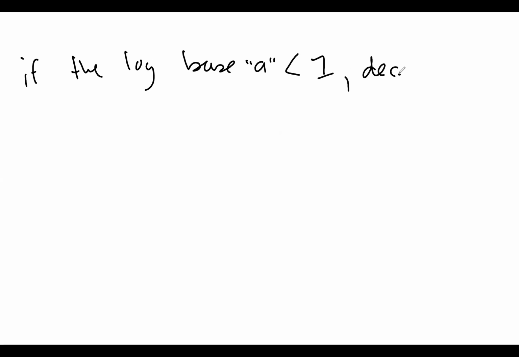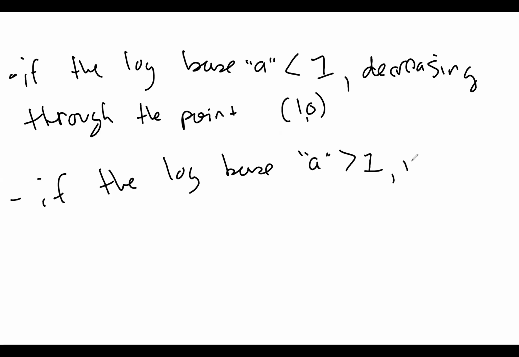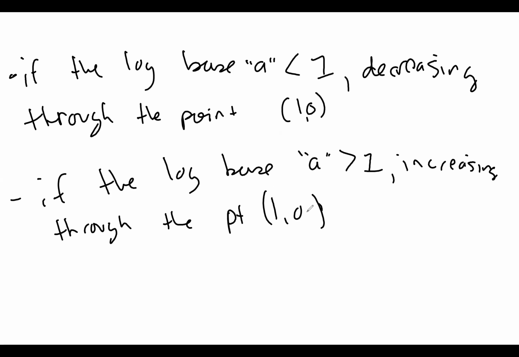So we're going to say that if the log base, and this is not the word a, okay, it's just the base, is less than 1, it's still decreasing, just like it was the other day. It's still decreasing, but through the point (1, 0). Okay. On the other hand, if the log base a is greater than 1, it's increasing through the point (1, 0). So this is the new piece of information. It's just that our point has changed.